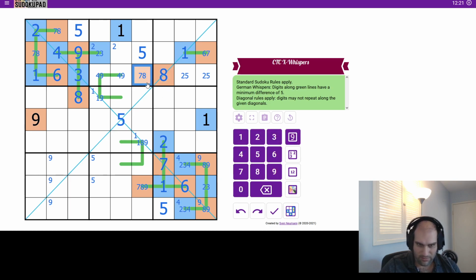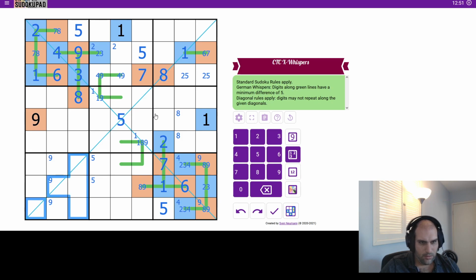Oh, geez, there's this 7 looking right at it. Just staring right at him in the face. Okay, so now 8 in this box, one of these 2 squares. Okay, where do we look next?